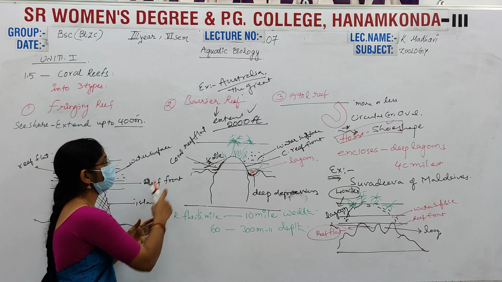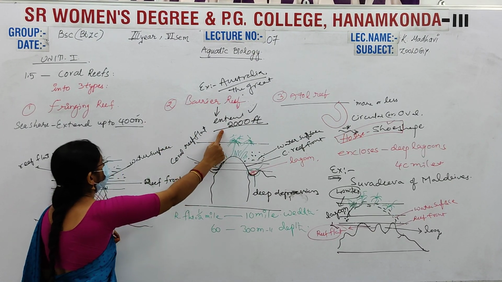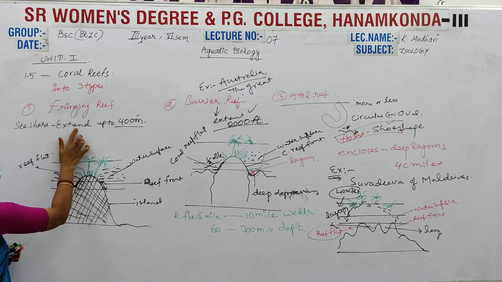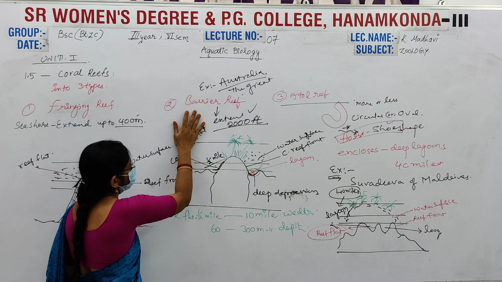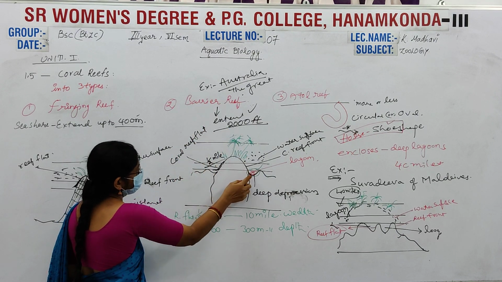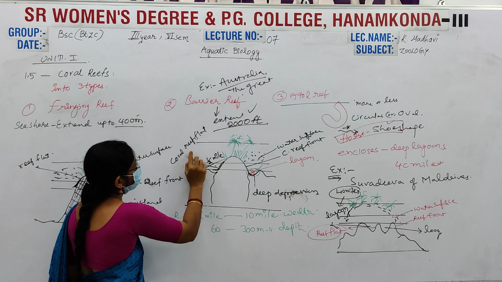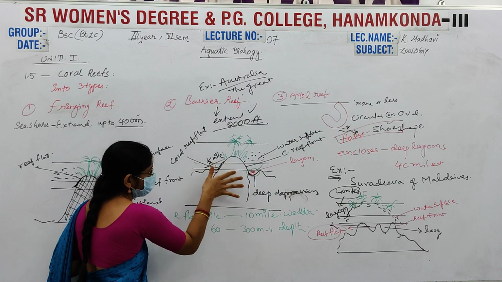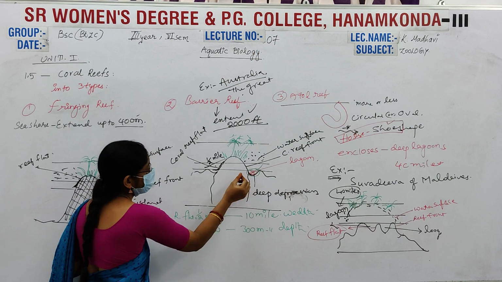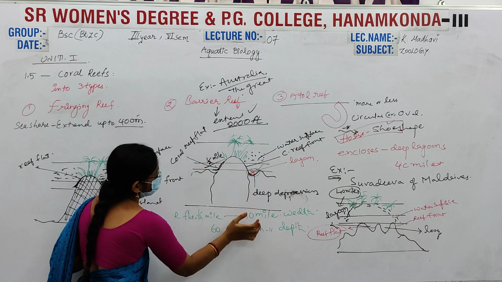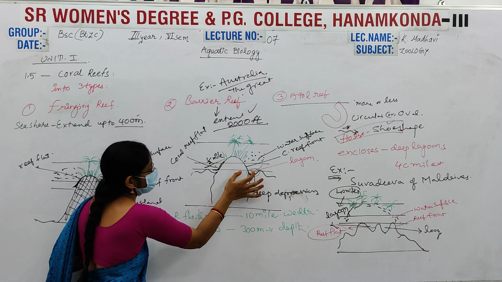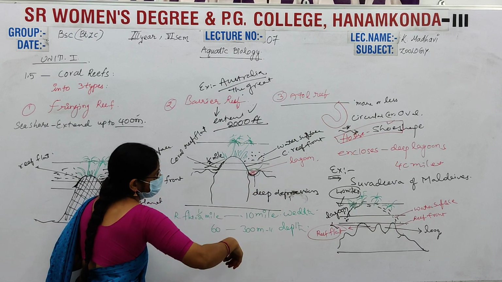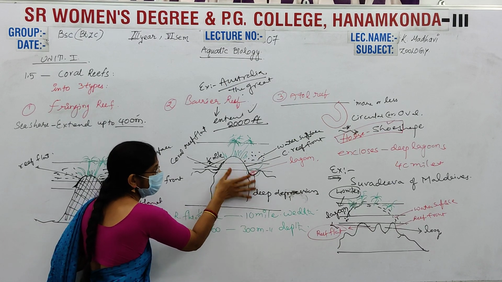And the next one is the barrier reef. This fringing reef extends from the seashore up to 400 meters. The barrier reef extends up to 2000 feet, and here the formation of lagoons occurs. How is the lagoon formed? When the coral reef floor is penetrated into deeper areas. Their width is half a mile to 10 miles and their depth is a minimum of 60 to 300 meters. Then they are useful for simple transportation. That's why these are referred to as lagoons.